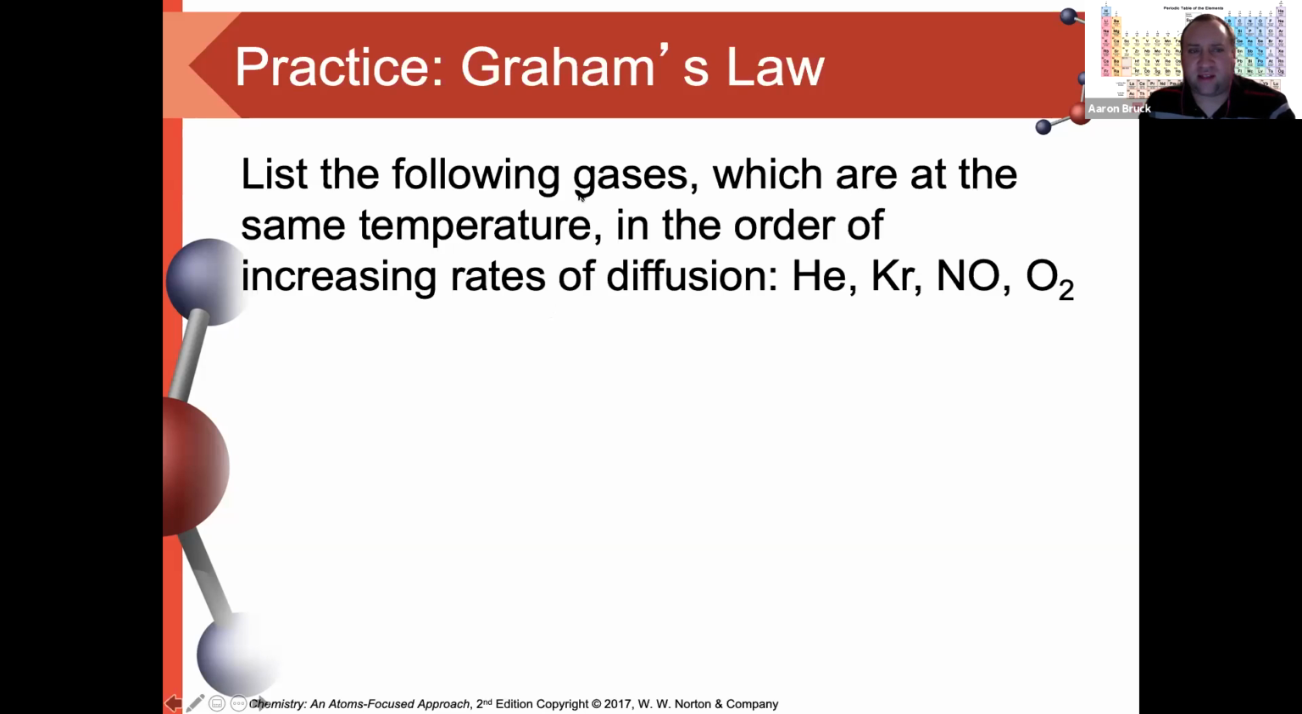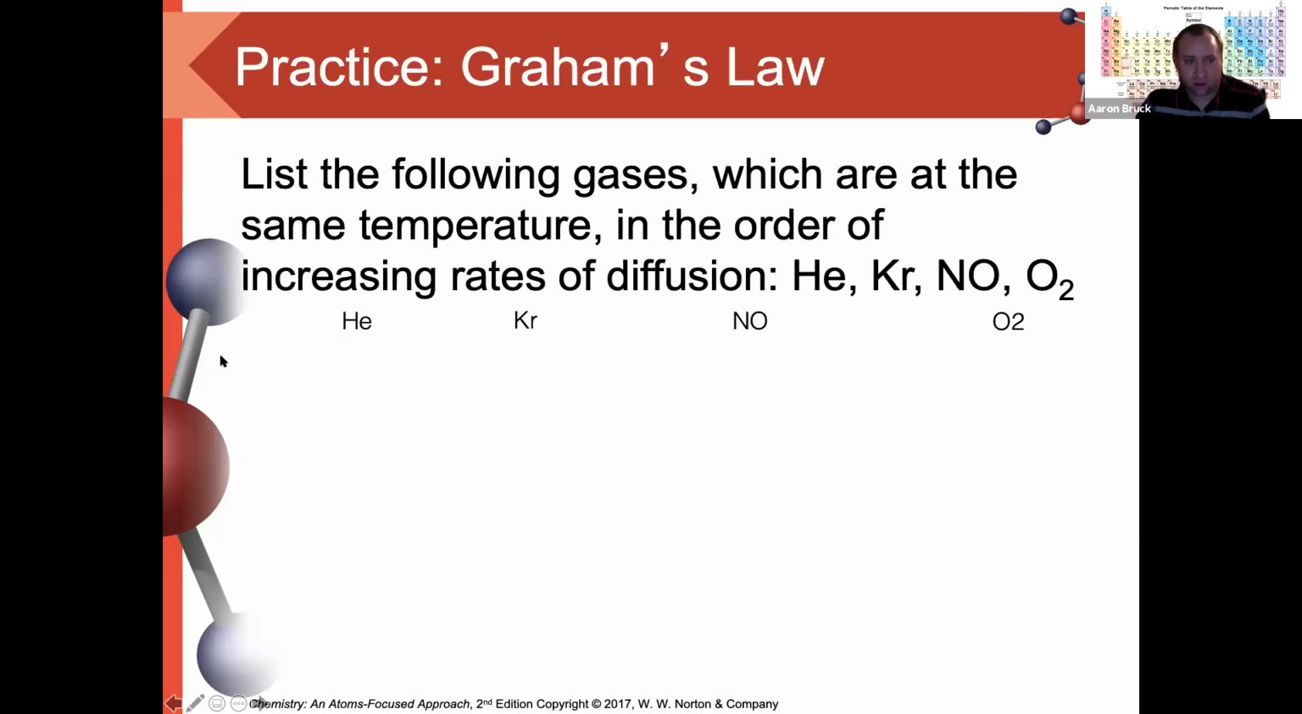List the following gases, which are all at the same temperature, in the order of increasing rates of diffusion: helium, krypton, nitrogen monoxide, and oxygen. Now, the way to attack this is I need to know the molar masses of each of these gases. That's really what we're after here, because if we're just looking qualitatively, without numbers, at their rates of diffusion, then we know that the fastest gas is also going to be the lightest gas, and the heaviest gas is going to be the slowest.